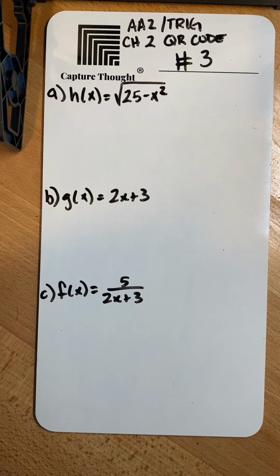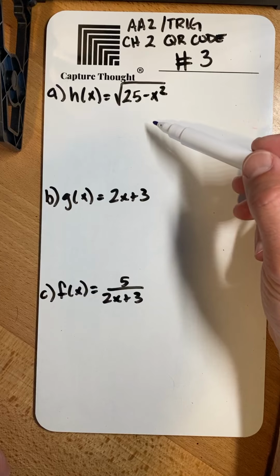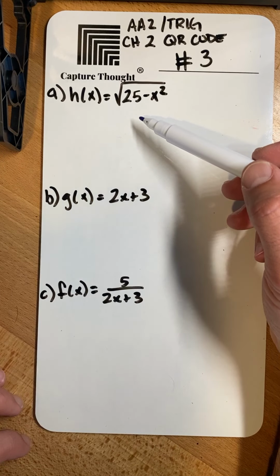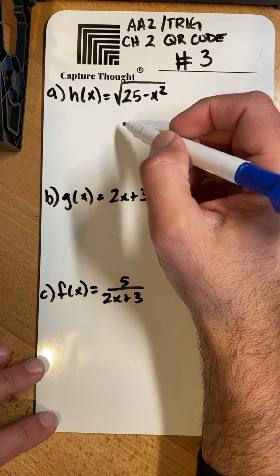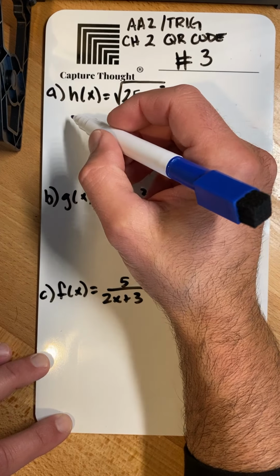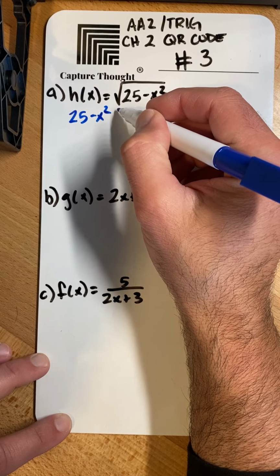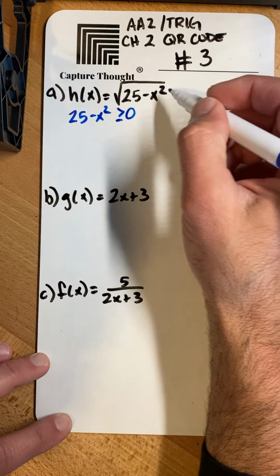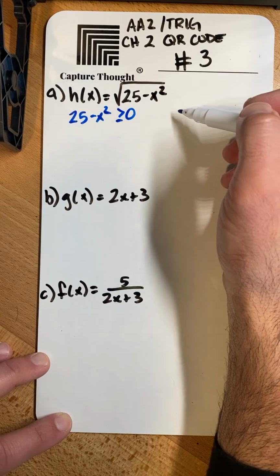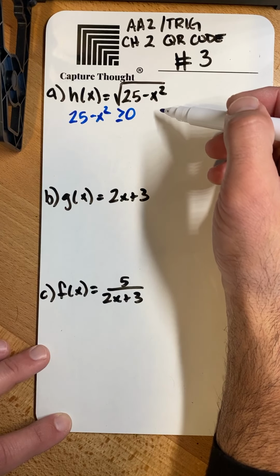Number 3 on the QR code review wants us to find the domain for each of the following. So this first one is a little bit tricky because we see that we have a square root. So you want to set everything under the square root, which in this case would be 25 minus x squared, greater than or equal to 0, since you have a square root function and we're not allowed to take square roots of negative numbers.